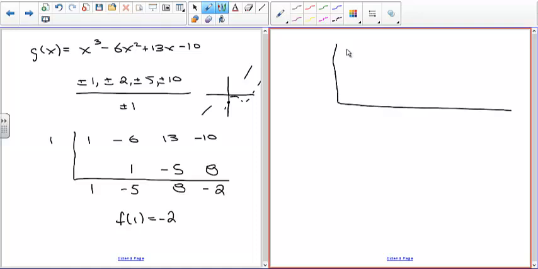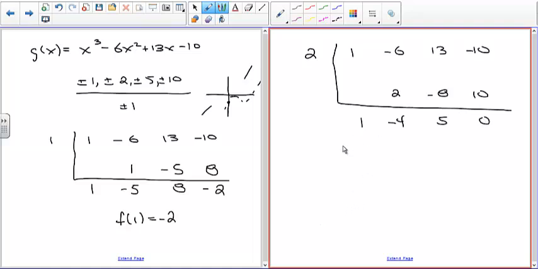So you have 1, negative 6, 13, negative 10, 2. 1. 2 times 1 is 2. Add these together, you get negative 4. 2 times negative 4 is negative 8. 13 minus 8 is 5. 2 times 5 is 10. You get 0. Yay!